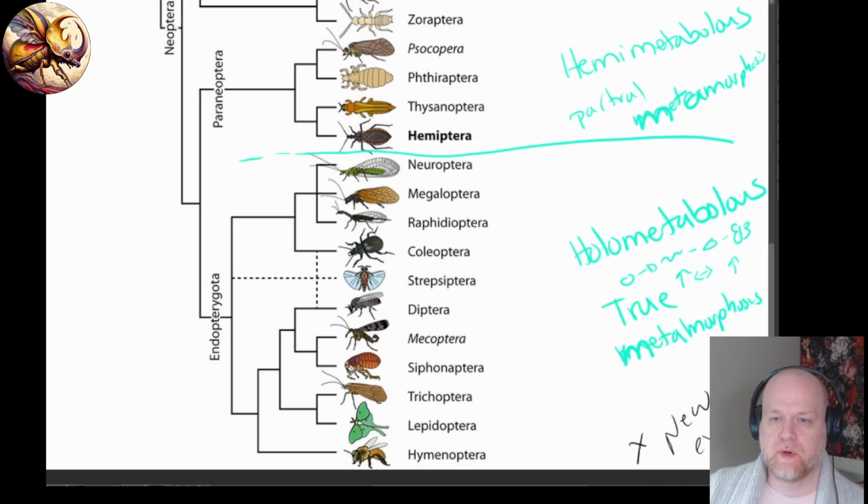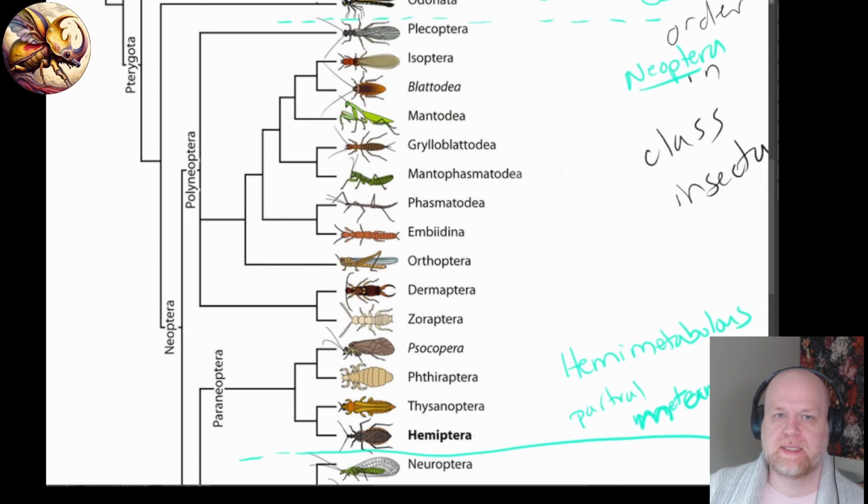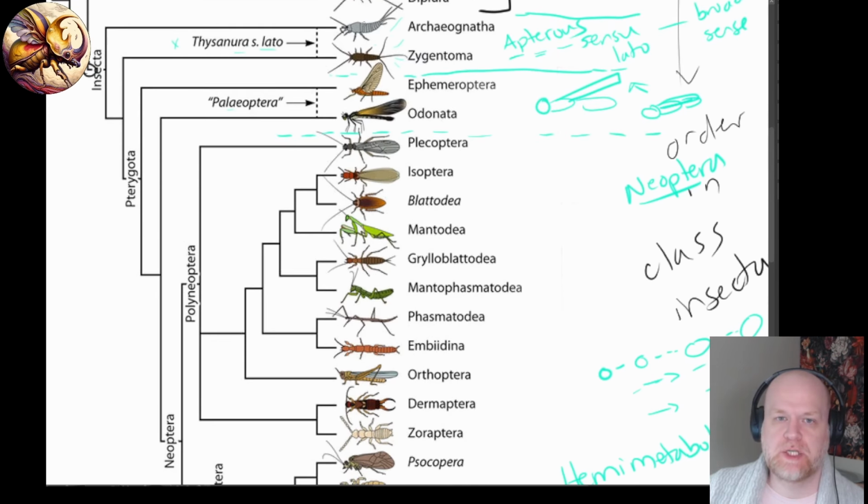In a partial metamorphosis, basically what happens is that it goes egg, small immature, larger immature, adult. Basically the insect just gets bigger, and it grows wings as it gets bigger. The same is true for the Ephemeroptera and the Odonata. They spend most of their life in the water. Their adults fly, but the immatures are in the water, and they slowly grow.